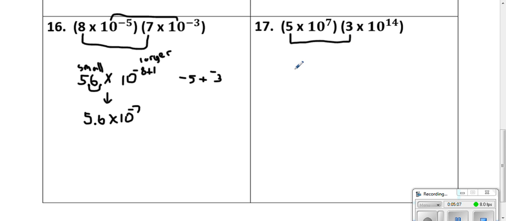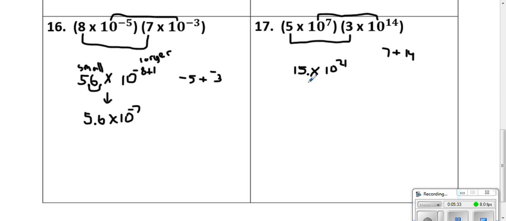Number 17. 5 times 3, 15. Again, not a number between 1 and 10. You know you have work to do there. 10 to the 7th times 10 to the 14th. I'm going to go over here. 7 plus 14, I know that is 21. So it's 10 to the 21st.